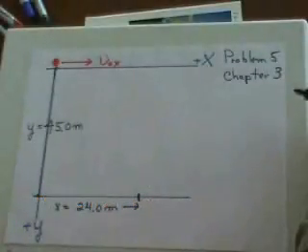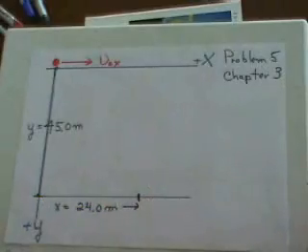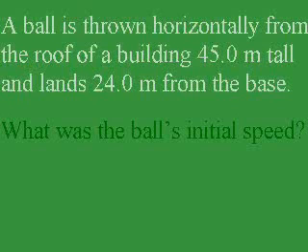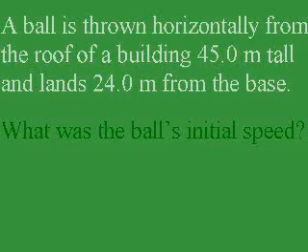Chapter 3, problem number 5. Let me read the question first. A ball is thrown horizontally from the roof of a building 45 meters tall and lands 24.0 meters from the base. What was the ball's initial speed?